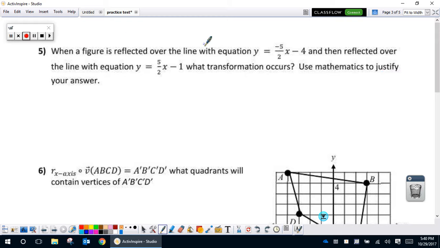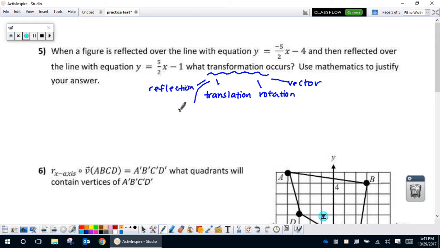So when a figure is reflected over the line with the equation y equals negative 5/2 x minus 4 and then reflected over the line y equals 5/2 x minus 1, what transformation occurs? Use mathematics to justify your answer. We have a reflection, which is 1 over 1 line. We have a translation that it could be. It could be a rotation. It could be a vector. Or it could be a dilation.